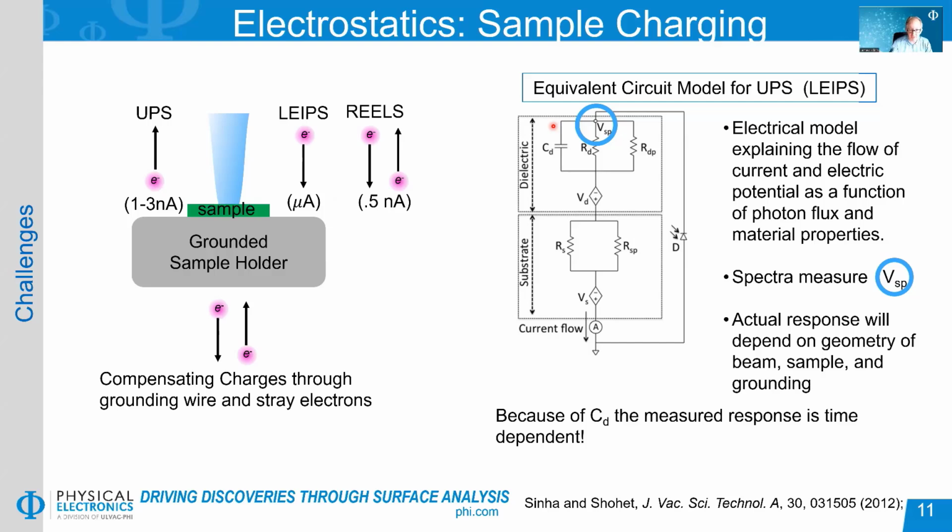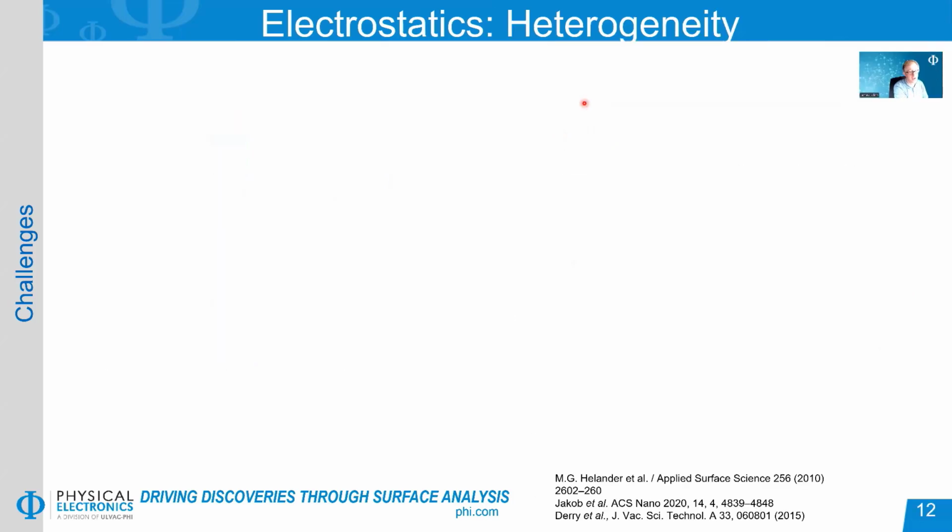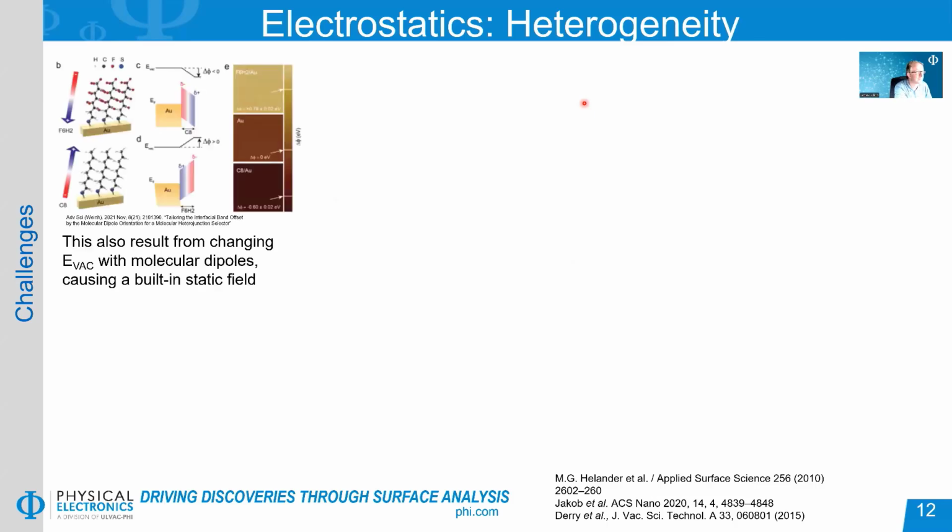And if you've ever taken, say, XPS data on a system that's charging, you might notice that if you take it cycle after cycle, the peak energies are moving with each cycle, and that's because of this capacitance. So I think that's a really great paper, and I highly recommend reading it. But the final source of local electric fields is heterogeneity.